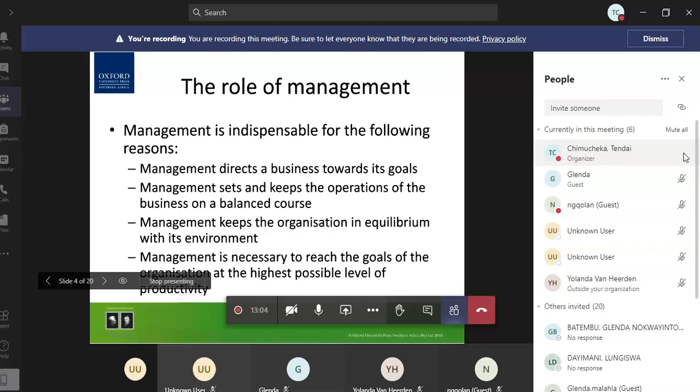Management also sets and keeps the operations of the business on a balanced course. Even if goals have been set, along the way we may realize that we are not moving according to what we planned, things are not moving according to the plan. Management can still go back to the drawing board and see what they can do to ensure that the business can still achieve its goals and the business remains on course.